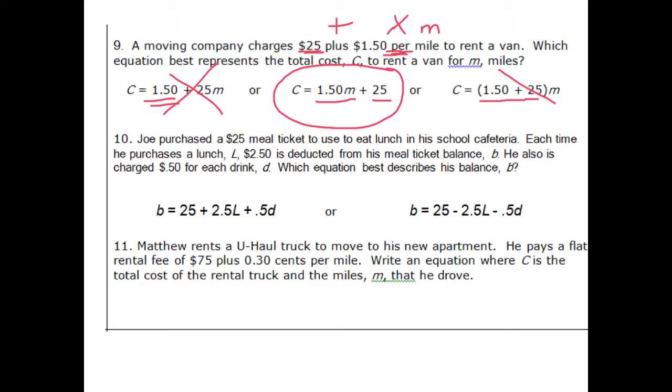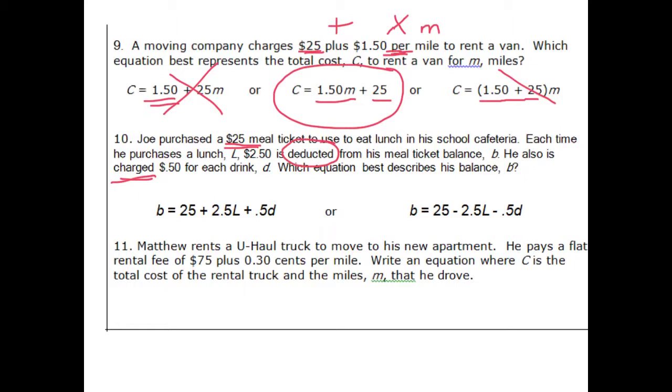Same thing. We know that Joe purchased a $25 meal card. And then here's our keyword. When he buys lunch, it's deducted. When he buys a drink, they're going to charge him for a drink. So both times they're taking money from his meal card.